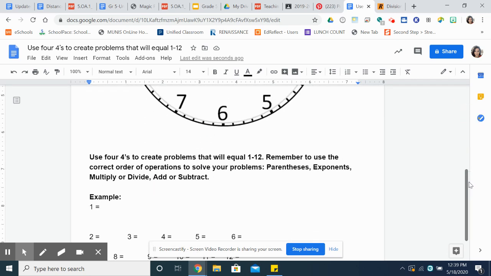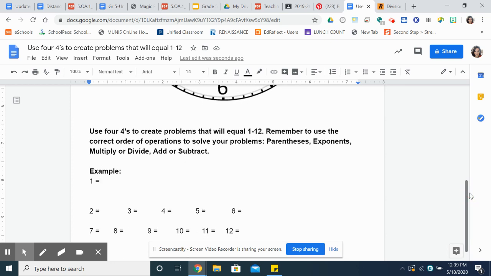For this particular problem, I want you to only try and work with the number 4. It is a little bit of a challenge, but if you are finding that it's too much, you can use another digit, but just try and challenge yourself and only use the number 4. So you're going to use 4s to create problems that will equal the digits 1 through 12.